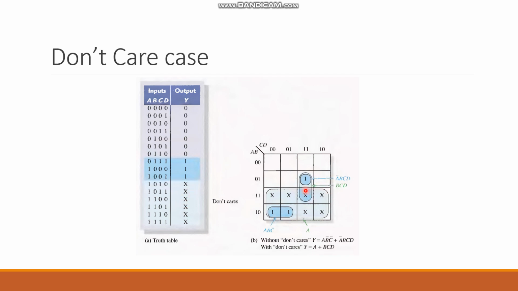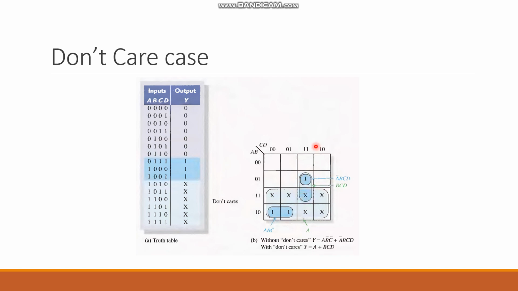But in order to simplify our Karnaugh map better, to make it to its simplest form, we are going to exploit those don't cares as 1. So we are going to use them as 1. So they are going to be grouped together. And that one with that X is going to be grouped together.